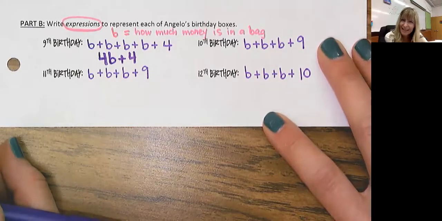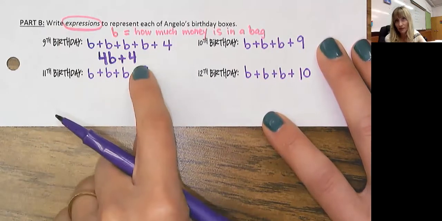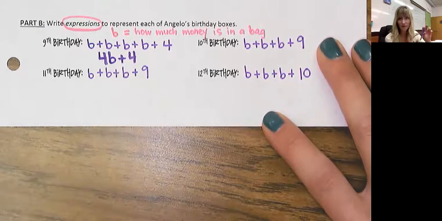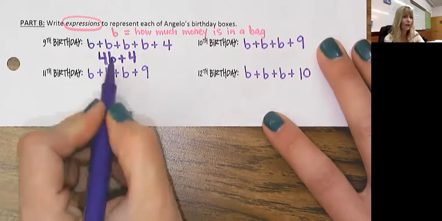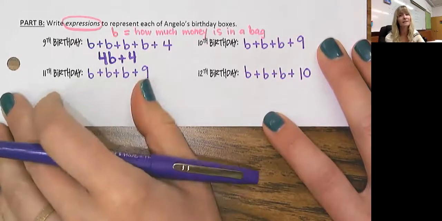No, that wouldn't make any sense, right? Do I have 8 bags? I absolutely do not have 8 bags. I have 4 bags and I have 4 bills. Those are not the same thing. So this is as far as I can go with this representation. I cannot combine bags with bills. I can't do anything more with this until I know how much money's in a bag.